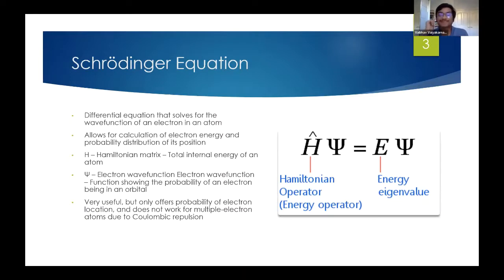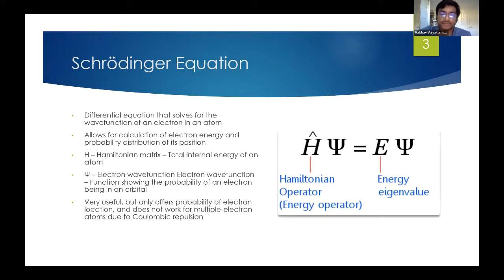For the Schrödinger equation, we use it to find the energy of electrons within an atom. In technical terms, we call the Schrödinger equation a differential equation, for those who know calculus, which solves for what we call the wave function of an electron in an atom. And I'll get to what that means in a second.